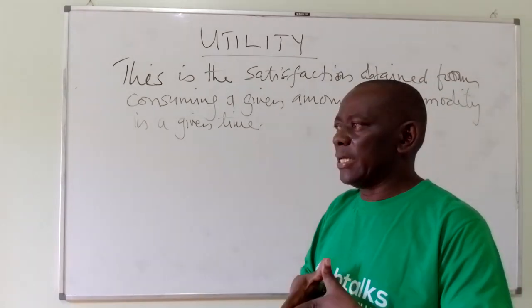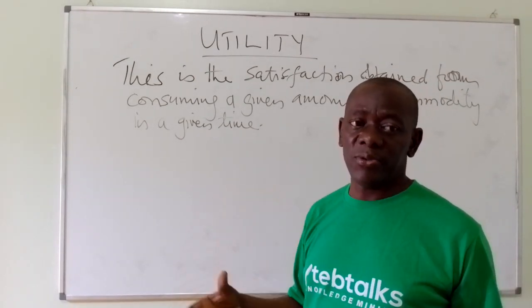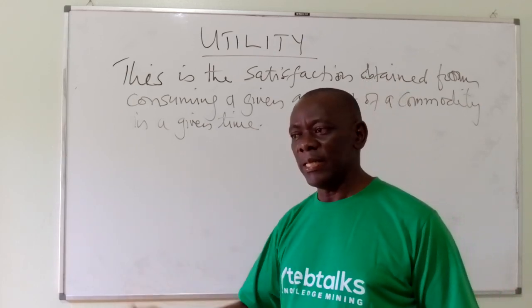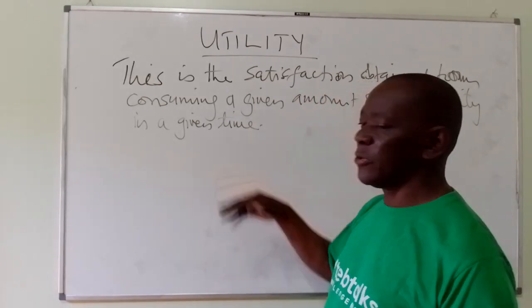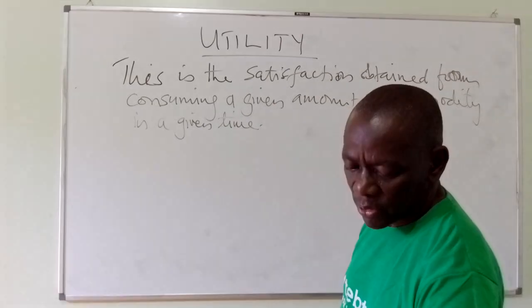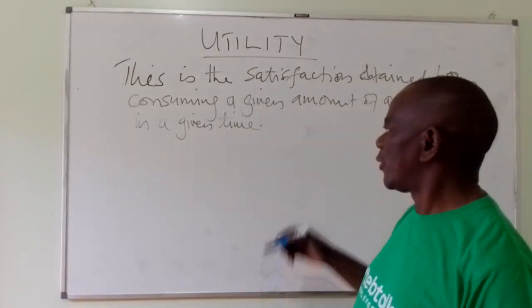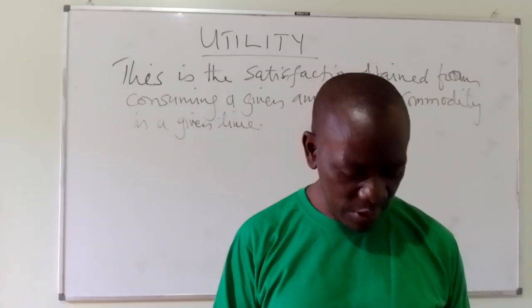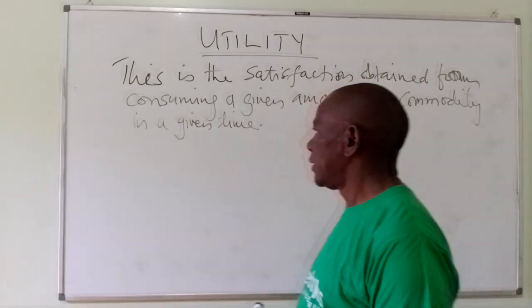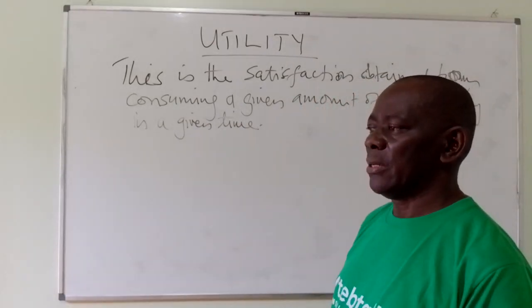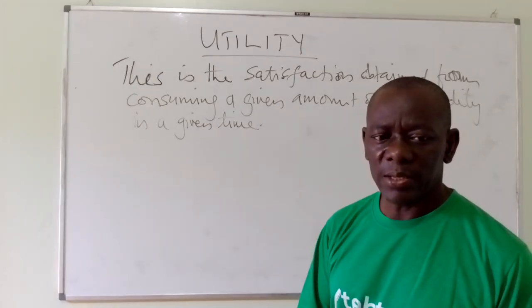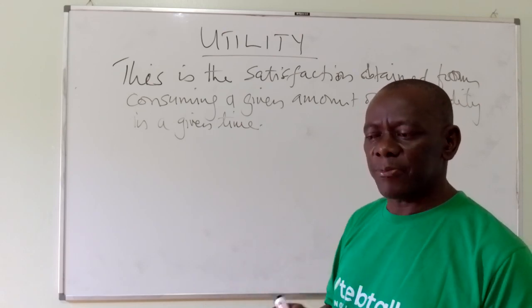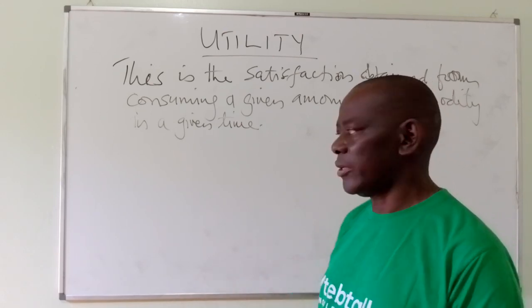If you are hungry, you are likely to expect a bigger satisfaction from eating the first plate of food. But as you go on eating, the satisfaction reduces. So the utility reduces. In most cases, it is important to consider the time when you are buying the commodity, because some commodities are consumed in a given time. If the time passes, the satisfaction you expect to get from that product keeps on reducing.